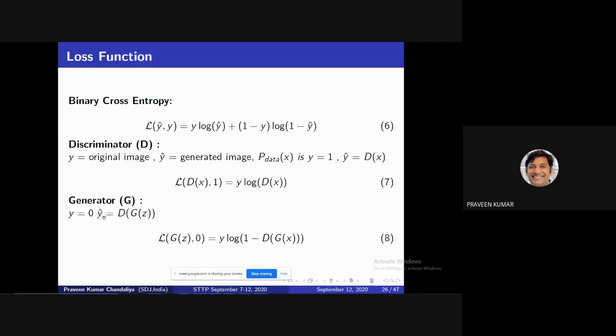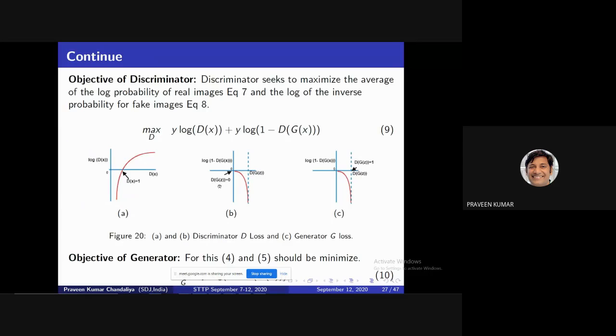This one is the generated output of the discriminator. Then this is the loss function. When we put this term, y equal to 0, this term goes. So this one is the discriminator loss function and the generator loss function.